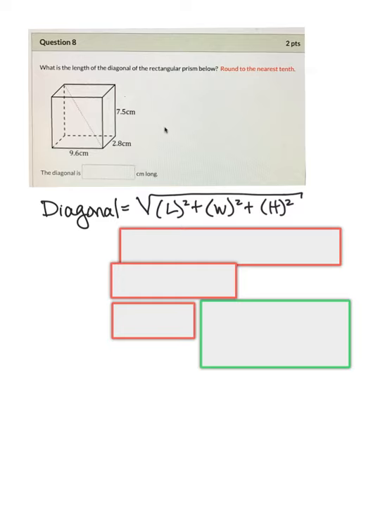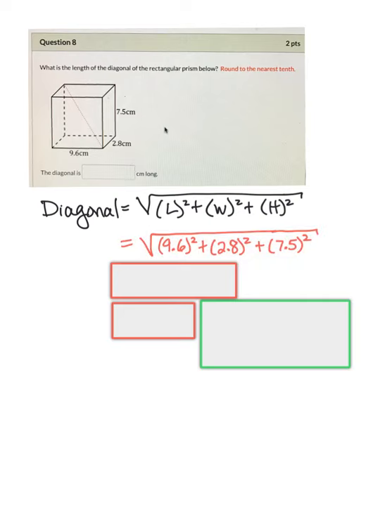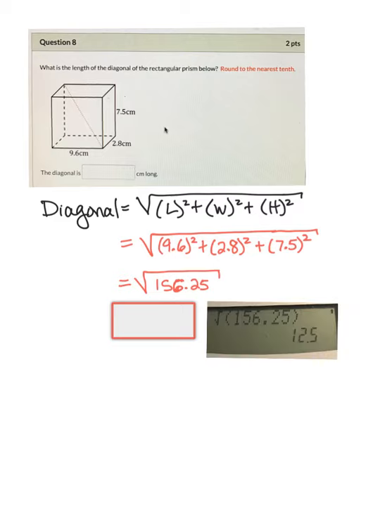Again, on number 8, we're trying to find that diagonal of the cube, the box. So length squared plus width squared plus height squared. Put those numbers in. We're going to have 9.6 squared plus 2.8 squared plus 7.5 squared. Add them together, and we get 156.25. And then we are square rooting that. Stick that in your calculator. We are going to get just 12.5. We do want to round it to the nearest tenth. So our tenth is here. And so the 12.5 would be our final answer.